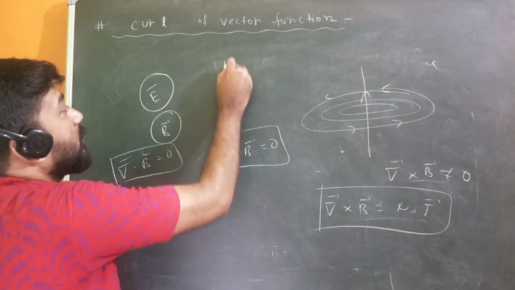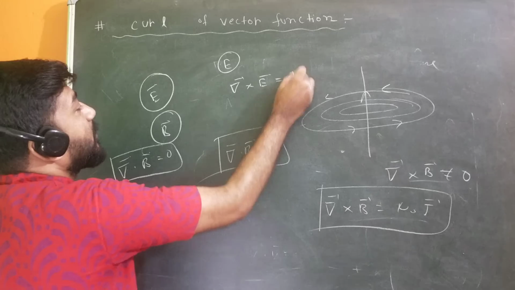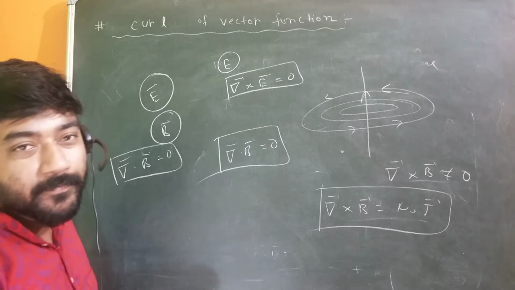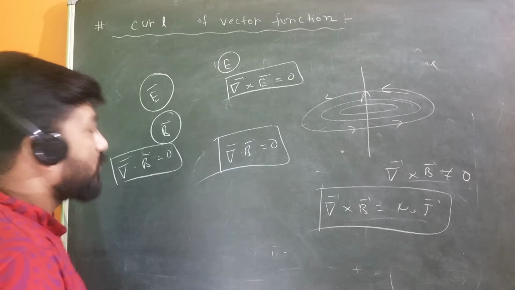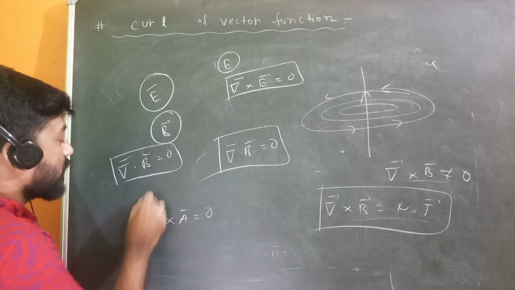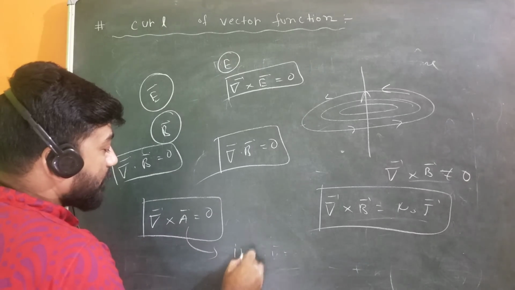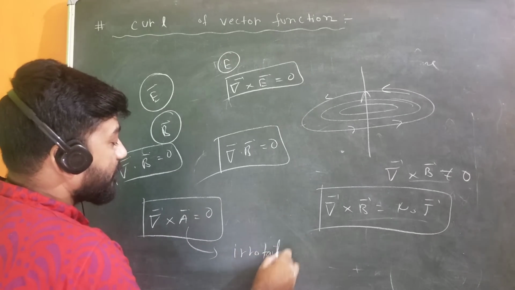But for the electric field, the curl of E will be 0. We will see this. So it is an irrotational field. When the curl of any vector field is 0, we can say this vector field A is irrotational. This is the irrotational vector.